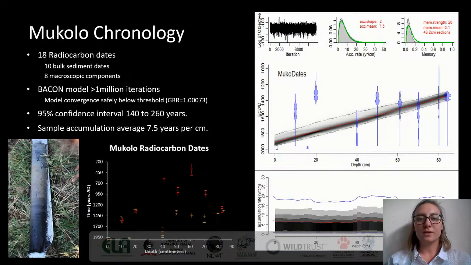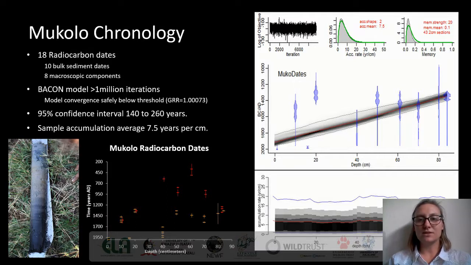The Mukolo sediment core was radiocarbon dated with a total of 18 dates from the 84 centimeter length core. 10 samples were from bulk sediments and 8 were from sampled charcoal pieces. The radiocarbon dates of the two components coincided for the top 20 centimeters and the very bottom of the core, but deviated in between with a minimum difference of 300 years.